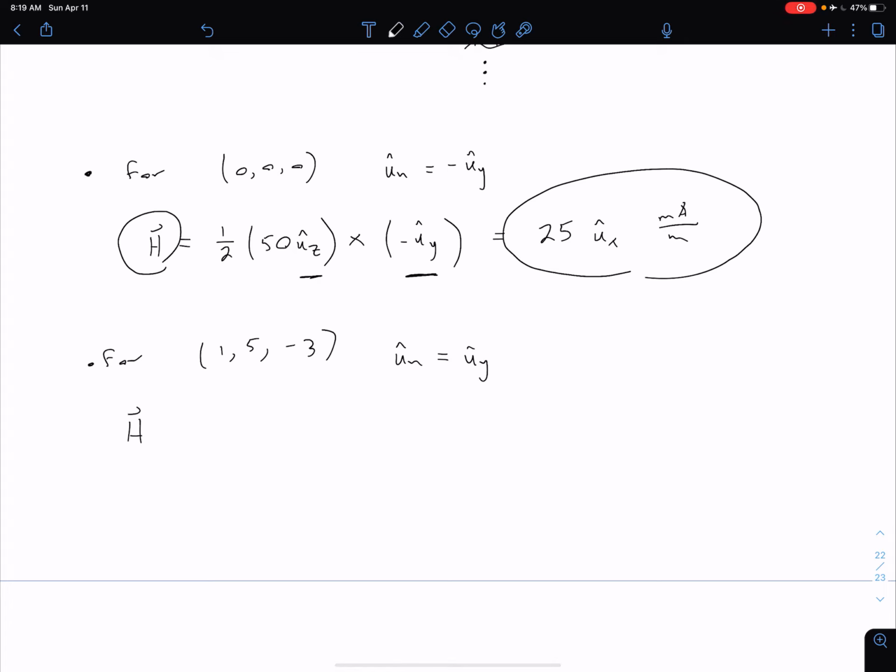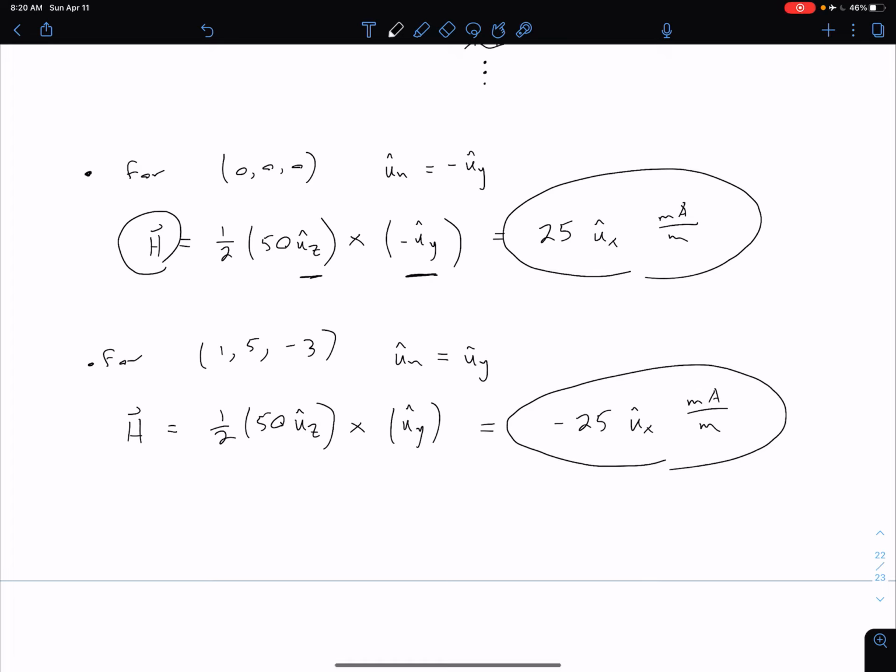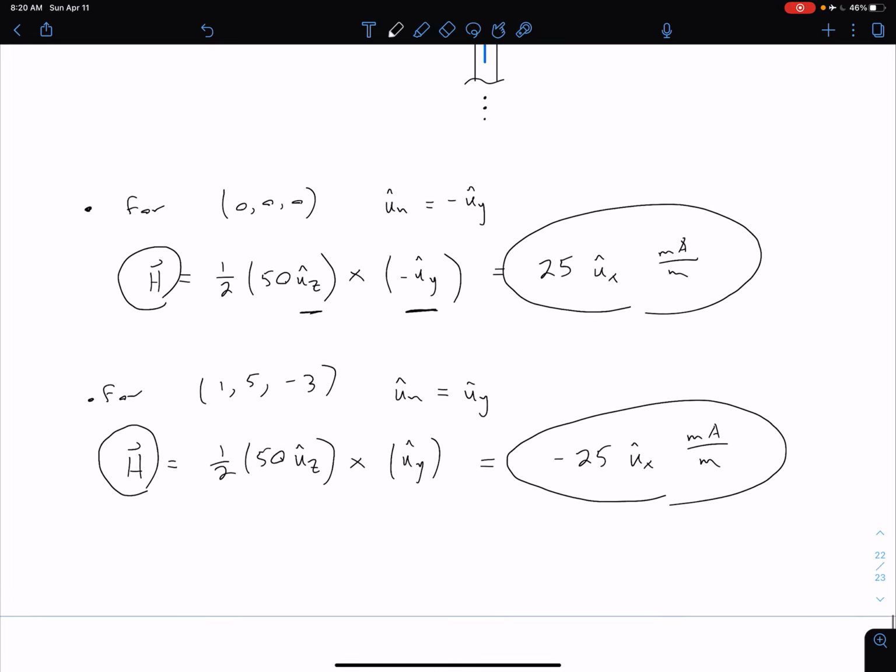We plug into our equation: H is still 1/2 K, so 1/2 of 50 in our z direction. Now our unit normal that we're taking the cross product with is in the positive y direction. Again, right hand rule: we put the fingers of the right hand in the z direction, curl them towards y, and our thumb is pointing into the page. So that's going to be negative x. I'm just going to bring that negative out front, so we have negative 25 in the x direction. Really that negative comes from the x direction, but I've just pulled it out front. That's still milliamps per meter, and that's the answer for our second part.